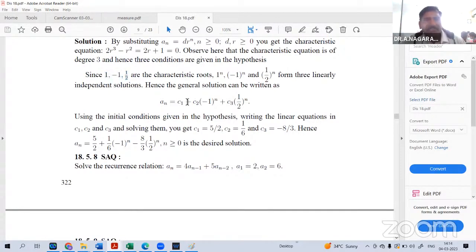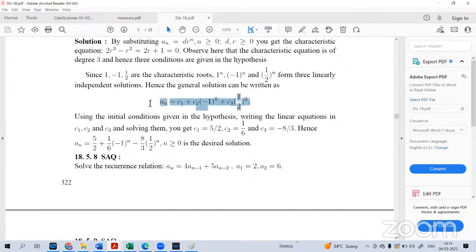So I did not write it here. Plus C2 times minus 1 whole to the power of n, plus C3 times the other root, 1 by 2 whole to the power of n. These are the roots. Now the conditions must be satisfied.